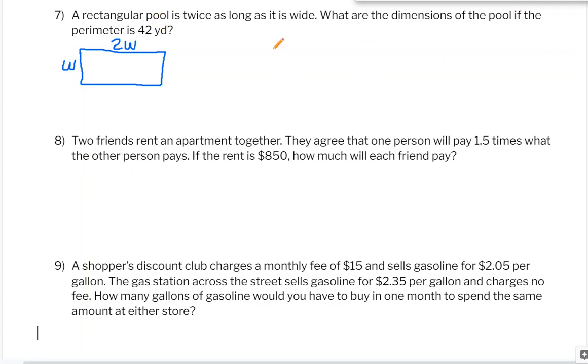All right, so if you think of the perimeter of a rectangle, it is twice the length plus twice the width, right? So we know the perimeter equals 42, right? And 2L, well, we know my L, we said the pool is twice as long as it is wide, right? So it's twice the width. So for L, I'm going to plug in 2W. And then for W, I'm just going to leave that the same, W. That's my width. My width's going to stay the same.